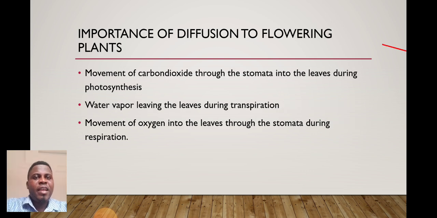We also have the importance of diffusion to flowering plants. The first one is the movement of carbon dioxide through the stomata into the leaf during photosynthesis. Then water vapor leaving the leaf during transpiration. Transpiration is the loss of water in the form of water vapor. Then there is the movement of oxygen into the leaf through the stomata during respiration. All these are also done by diffusion.